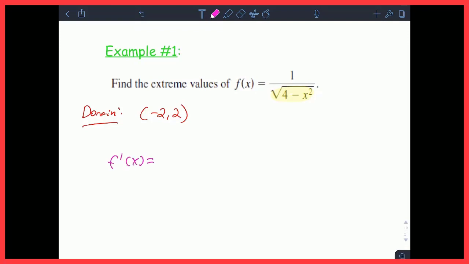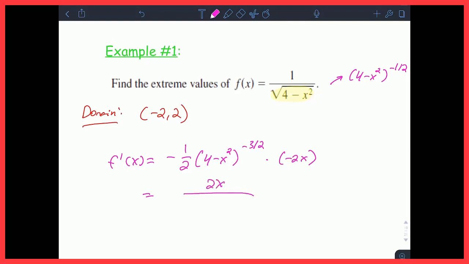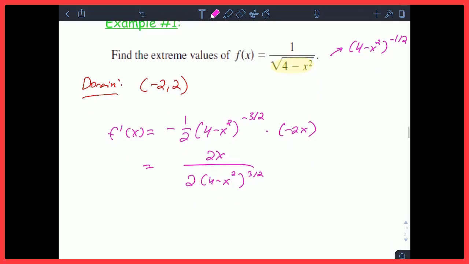The derivative is equal to, let's rewrite this as 4 minus x squared to the negative 1/2. So the derivative is negative 1/2 times 4 minus x squared raised to the negative 3/2, times the derivative of the inside, which is negative 2x. If I simplify, negative and negative make positive, so it's 2x over 2 times 4 minus x squared, all raised to the positive 3/2 power, and I can just get rid of my 2's. And this is my derivative.